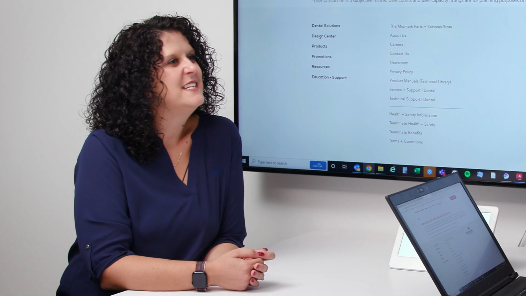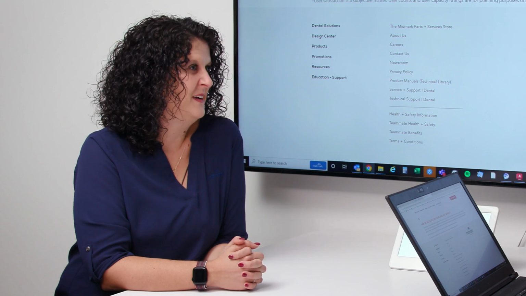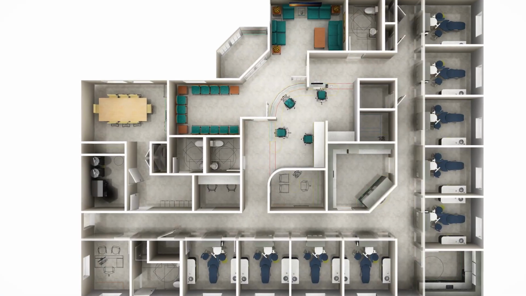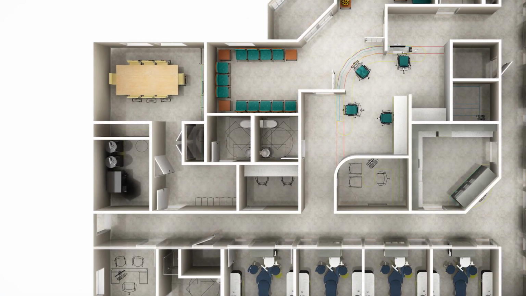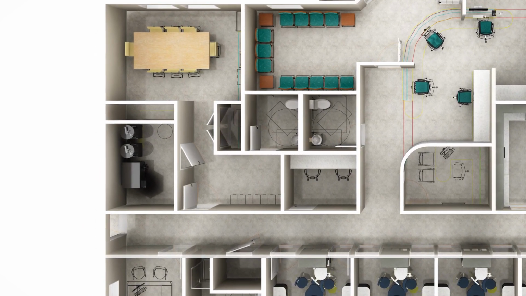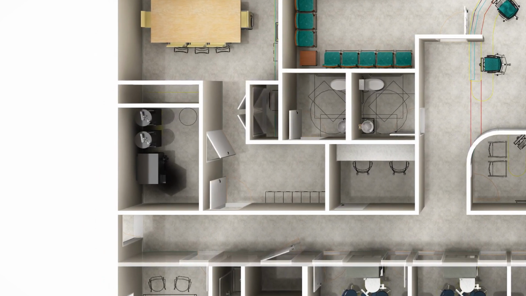Wow, all of these considerations seem a little overwhelming. I understand, and that's what I'm here for. The Midmark design team loves designing doctors' mechanical rooms. We know how to put it all together and the best way to keep the practice working the way it needs to for a long, long time.